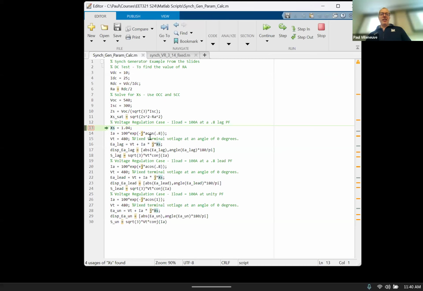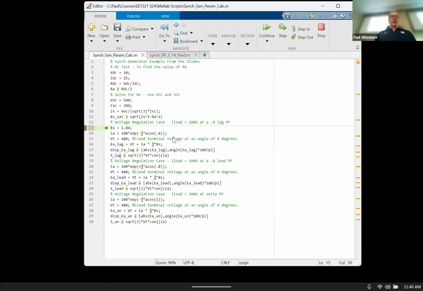And let's check and see, do I have these correct? My XS is 1.04. My first case, IA is 100 at an angle of minus 0.8. See how I just put that in here? This is 100 times e to the minus jθ. And because I had 0.8, I had to convert that to take the inverse cosine. So I have that value there.